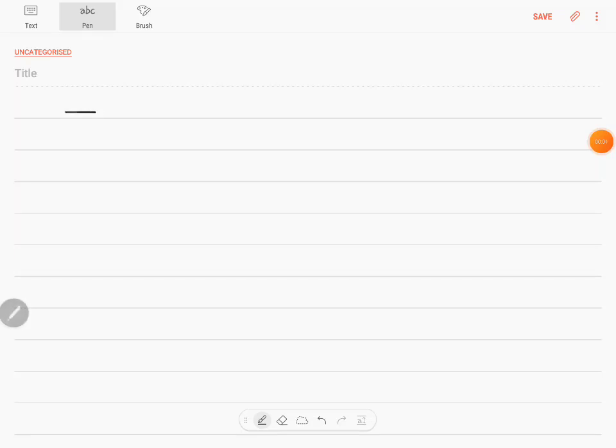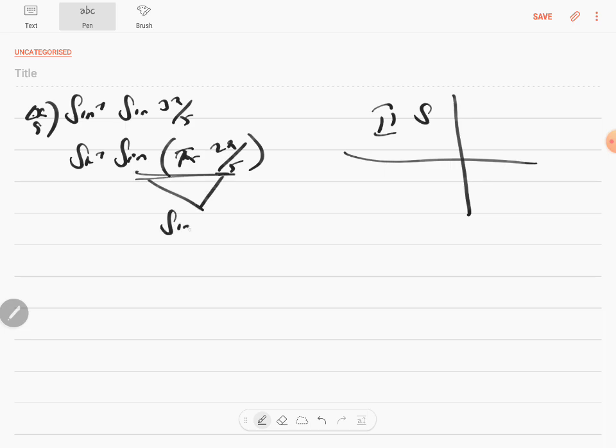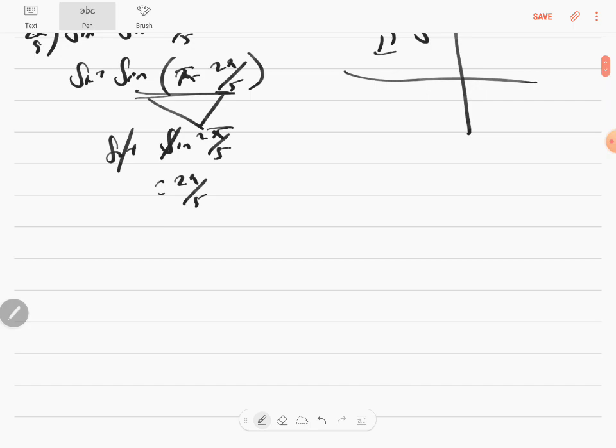Inverse trigonometry, second video. Sine inverse of sine 3 pi by 5, which is example 9, is sine inverse of sine of pi minus 2 pi by 5. Pi minus is in the second quadrant, where sine is positive. Solving the trigonometric part, it will be sine 2 pi by 5, with the sine inverse on that side, which will be 2 pi by 5. That's example 9.